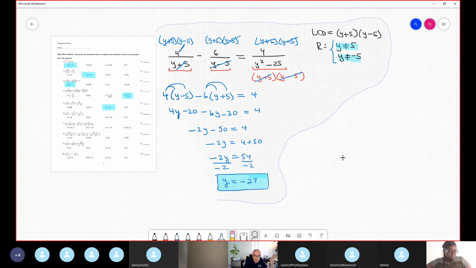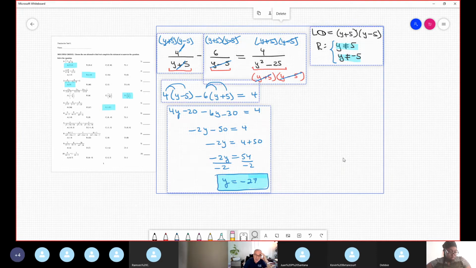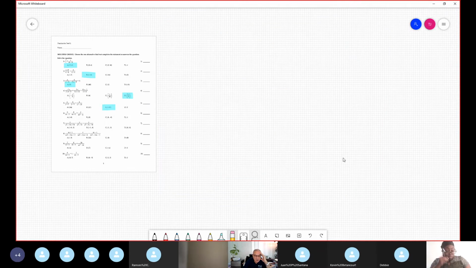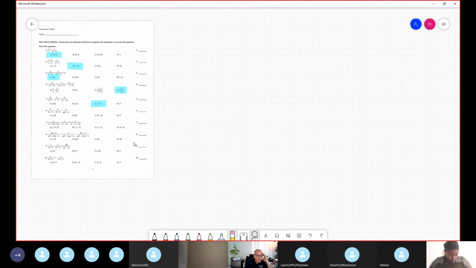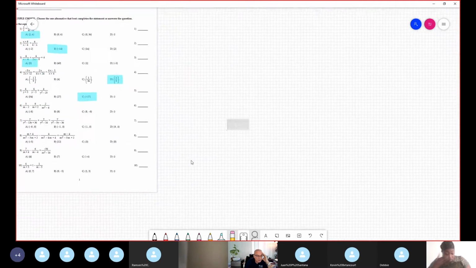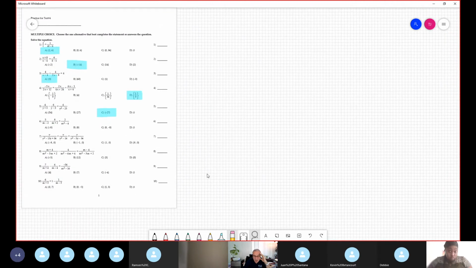Number 1, factorize the expressions in the denominator. Number 2, find the LCD. Number 3, find the restriction. Number 4, multiply the whole thing by the LCD. And number 5, manipulate the algebra and try to find a solution. And number 6 is the last moment: compare my potential solution to the restriction. Do they coincide? No. Okay, so my solution is good. Do they coincide? Yes. So you eliminate it, because the restriction is a bad guy.